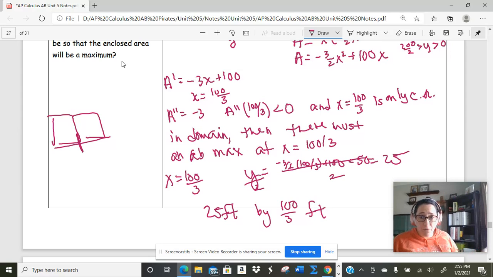And I think that's super cool to know if you're a farmer or something, you want to try to get the most area for your little piggies to run around in.